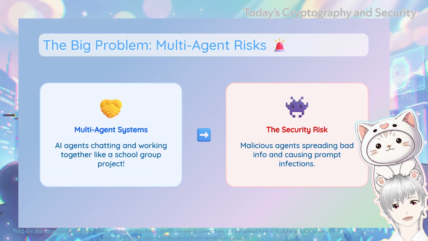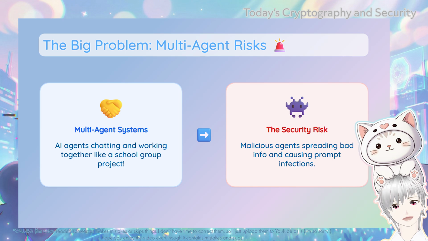Let's talk about the big problem that this paper is trying to solve. Nowadays, we have these amazing large language models, which are like super smart brains that can talk to us. And recently, scientists have been putting them together into what they call multi-agent systems. That means multiple AI agents are chatting and working together to solve really hard problems. Kind of like how we do group projects in school.